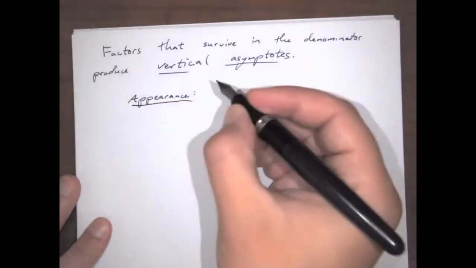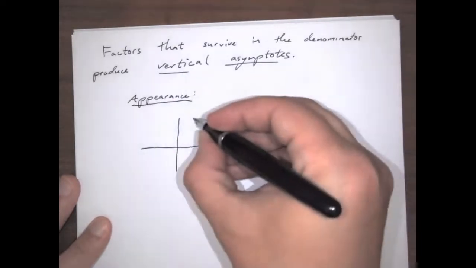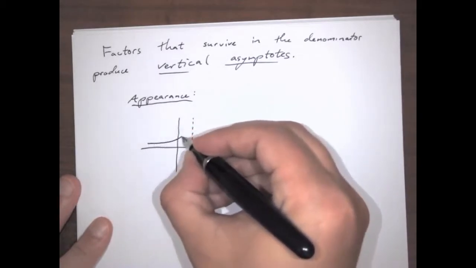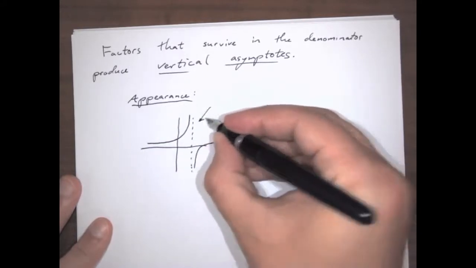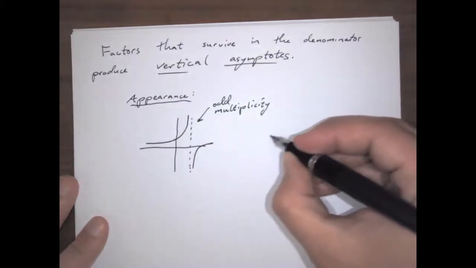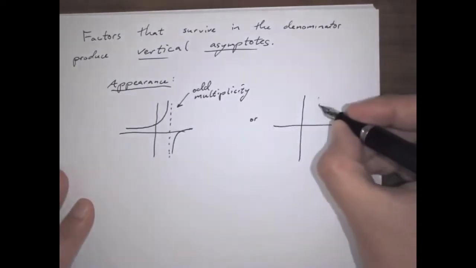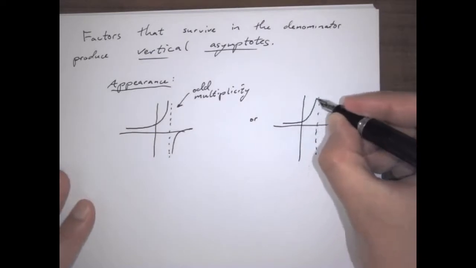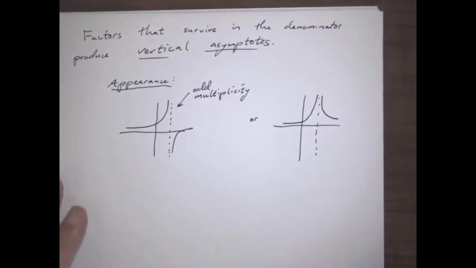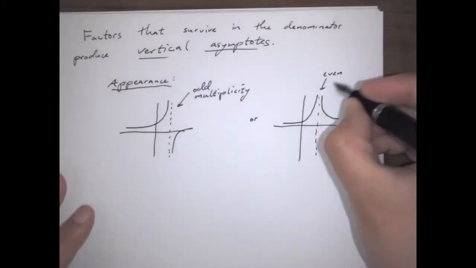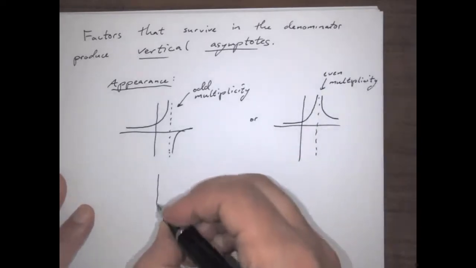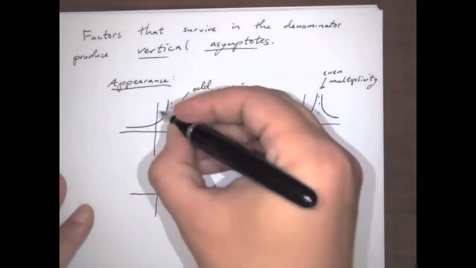If it has odd multiplicity, so if the power in the denominator is odd, then it will look like a reciprocal function. Or if it's even multiplicity, it will look like the reciprocal square function. So it'll either look like the reciprocal function or the reciprocal square function, depending on the multiplicity. And they can both be oriented the other direction, where the left side could be up and the right side down, or vice versa.